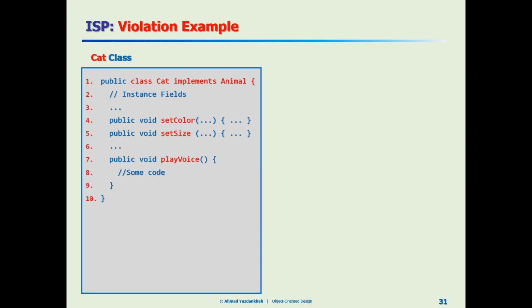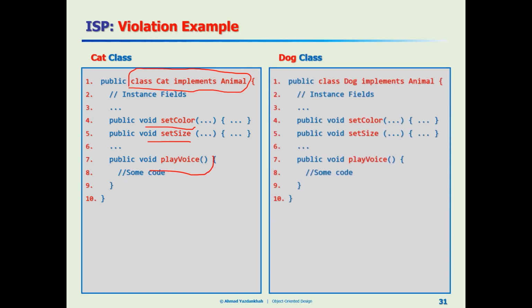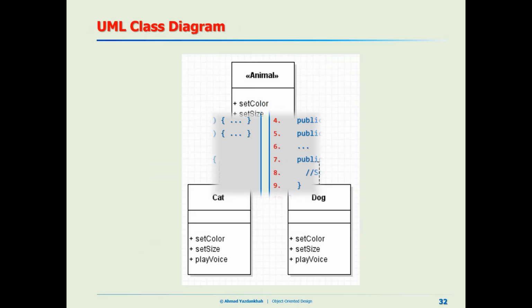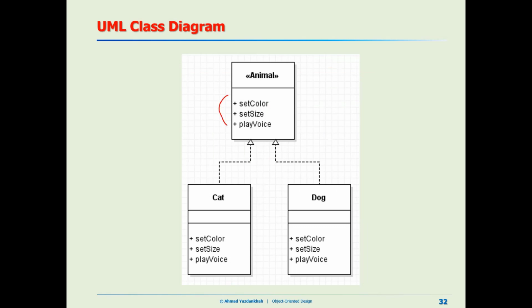So what does the cat class look like? It looks like this. Cat, as usual, implements the animal, and we need to implement all of the methods of the animal interface. And we have the same for the dog. There is no difference here. And here is the current UML class diagram. We have three methods here, and all of these three methods need to be implemented in the concrete classes.